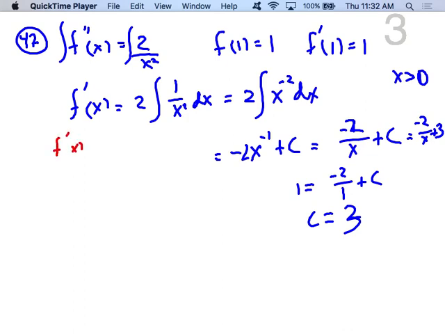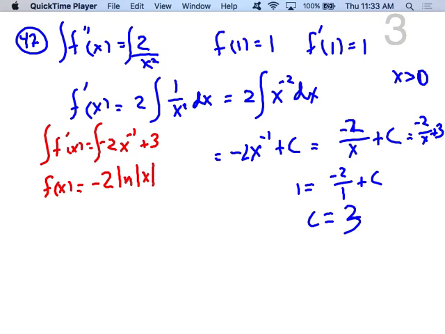F prime of x is equal to -2 times x to the -1 plus 3. Take the integral of that, so this will be f. And oh, now I got to do a natural log here. So that's -2 times the natural log of the absolute value of x. Oh, hey, do I need the absolute value bars here?